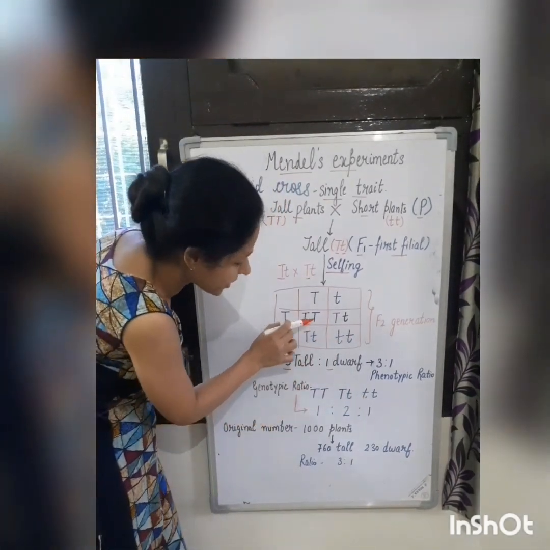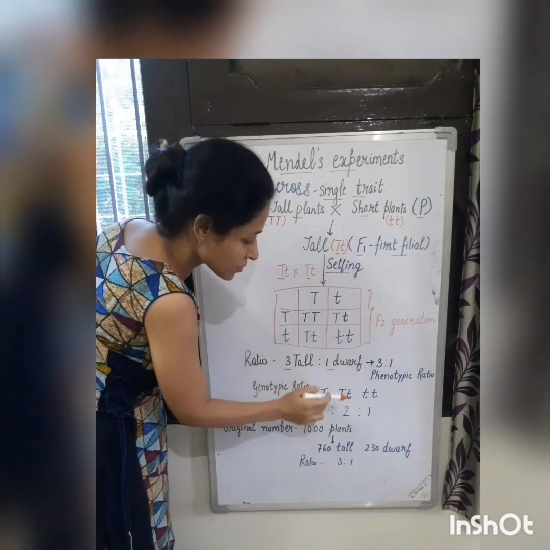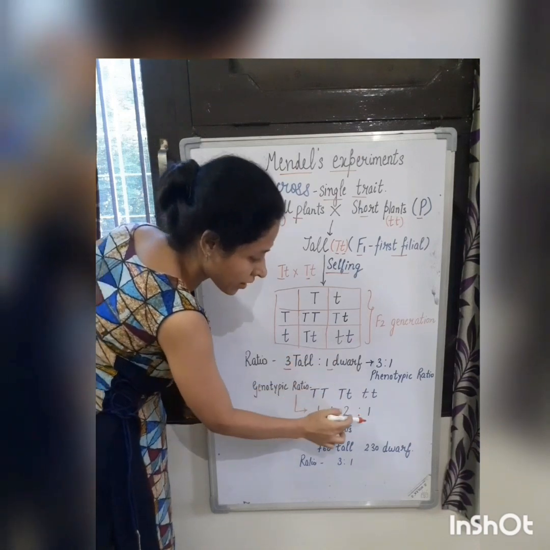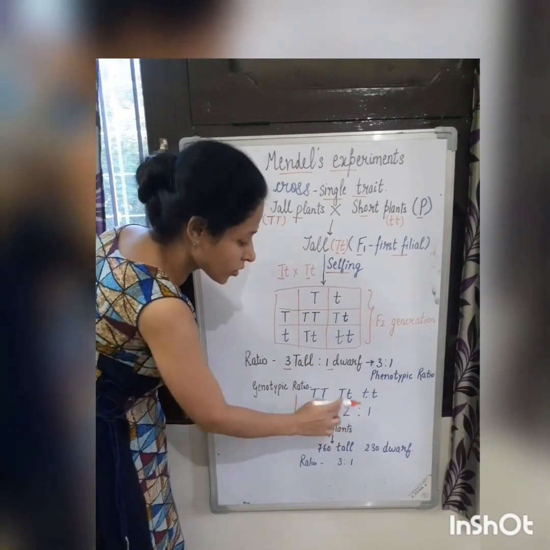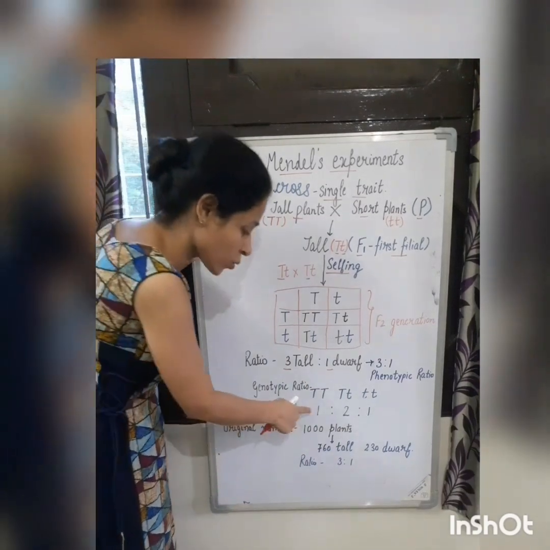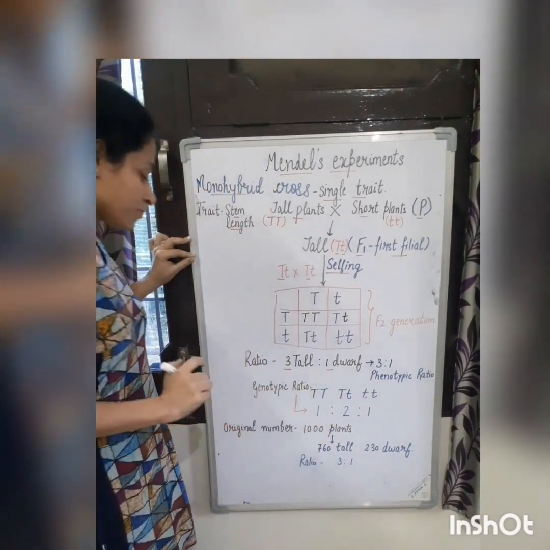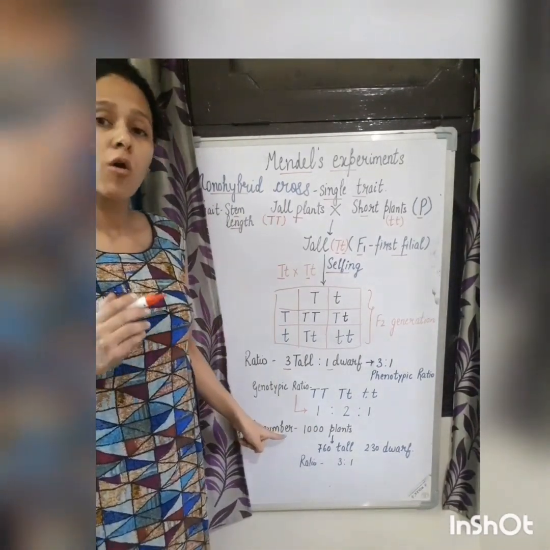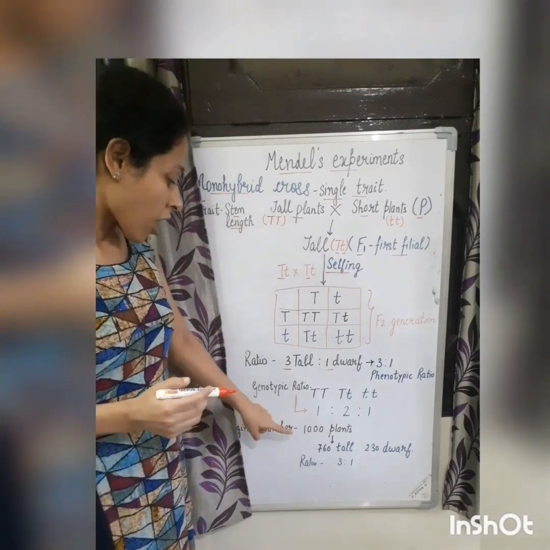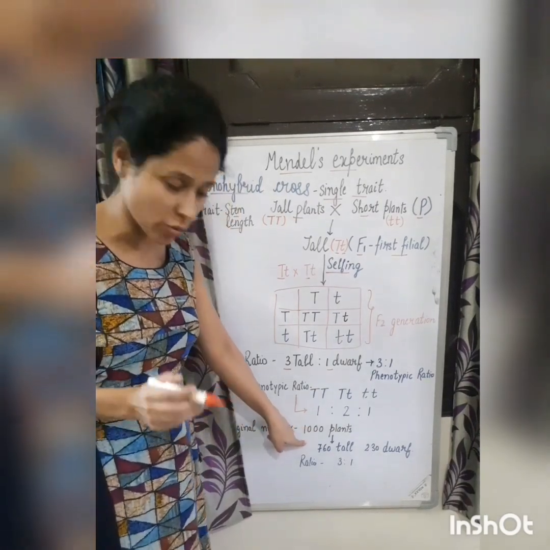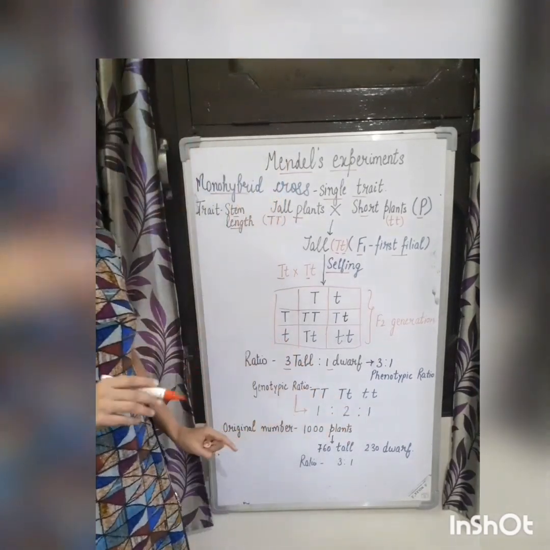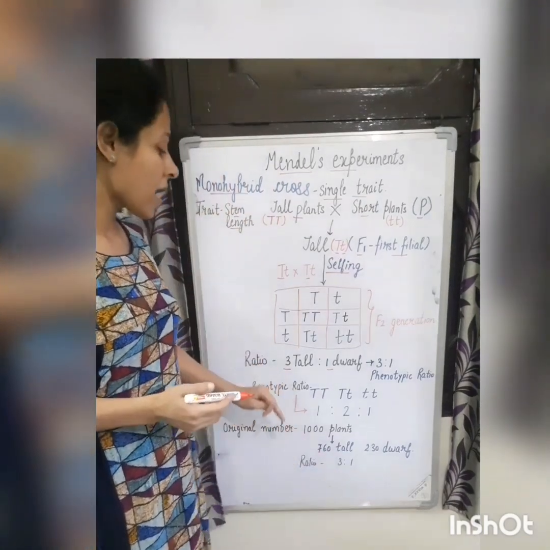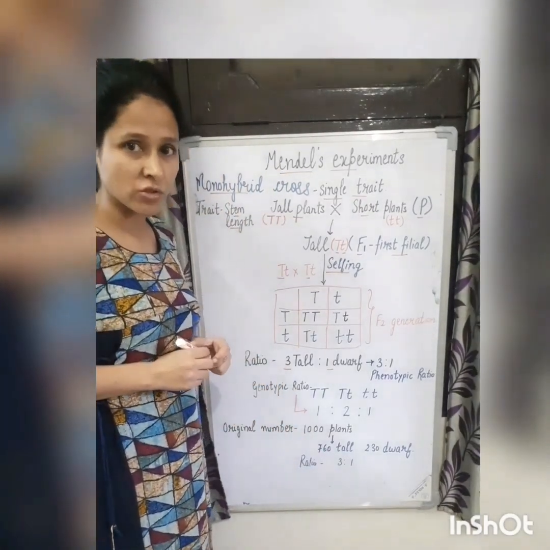Count them. Capital T are 1. Capital T and small t are 2. Small t and small t are again 1. So this is the genotypic ratio of the monohybrid cross, that is 1:2:1. The original numbers of Mendel's studies were 1000 plants for the single trait, out of which 760 were observed to be tall and around 230 were observed to be dwarf. So the ratio that was calculated for the phenotype was 3:1 and for the genotype it was 1:2:1.